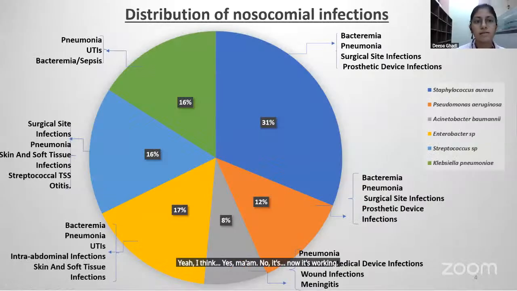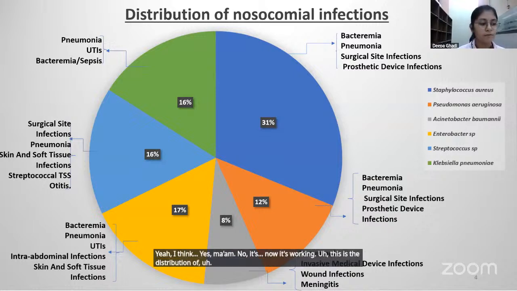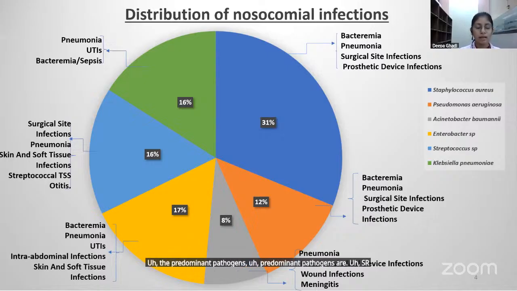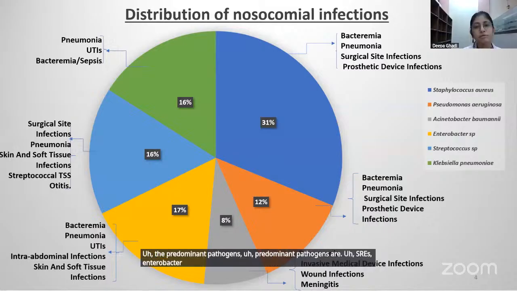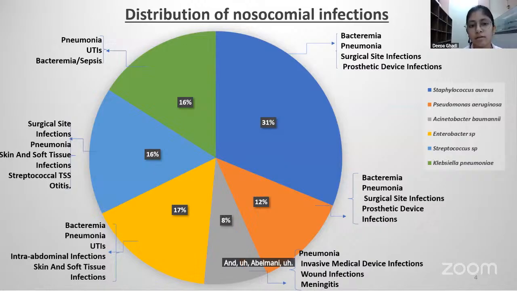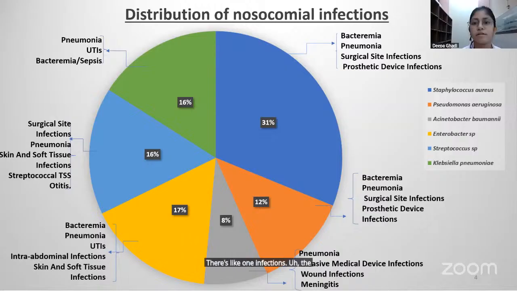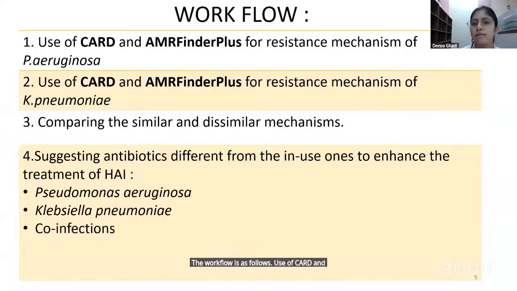Yeah. This is the distribution of nosocomial infections. The predominant pathogens are S. aureus, Enterobacter, Klebsiella pneumoniae, Pseudomonas aeruginosa, and A. baumannii. This is the percentage at which they cause nosocomial infection, and these are the acquired infections. The workflow is as follows: the use of CARD and AMRFinder for finding the resistance mechanism of Pseudomonas aeruginosa and Klebsiella pneumoniae.